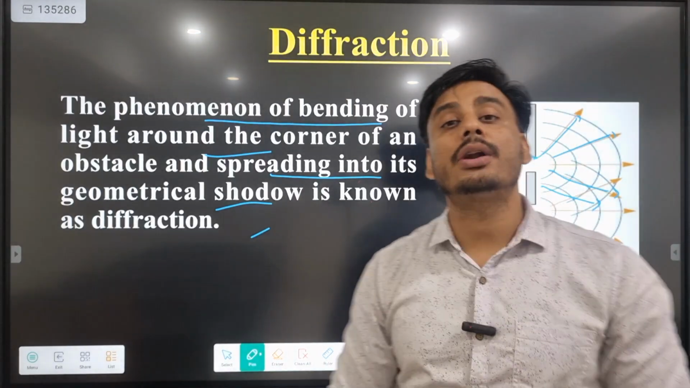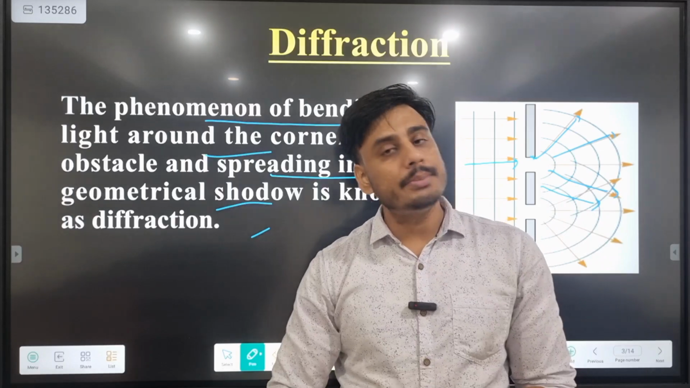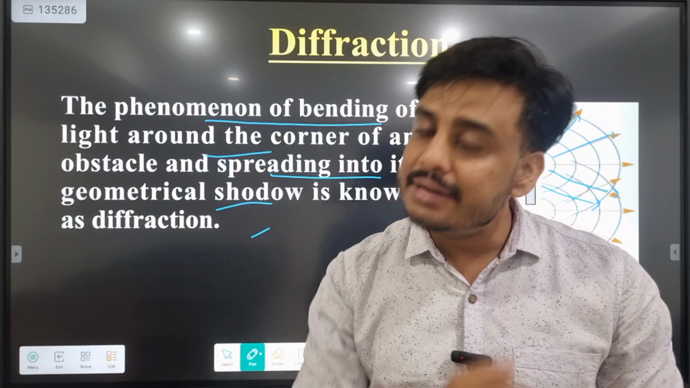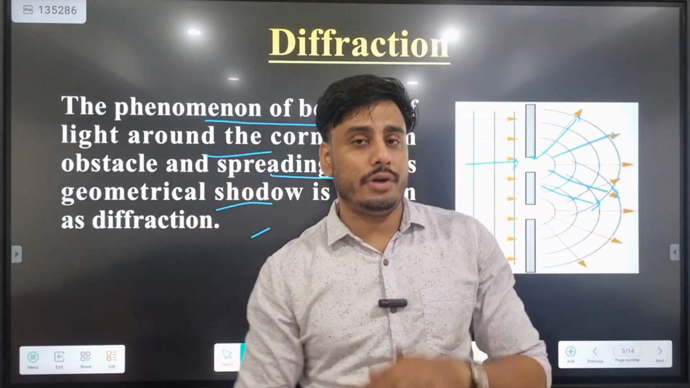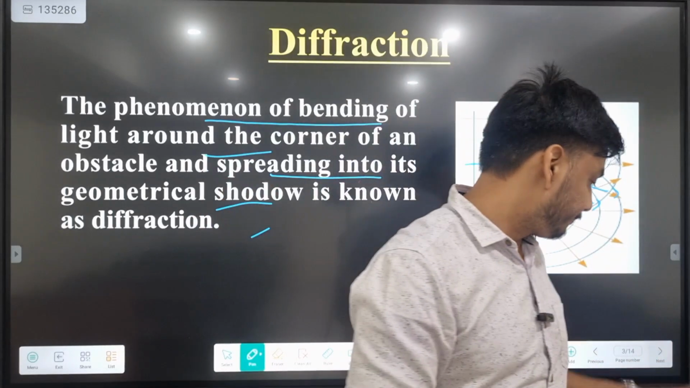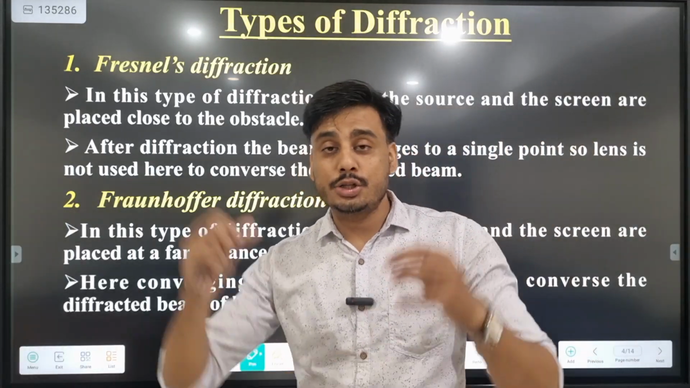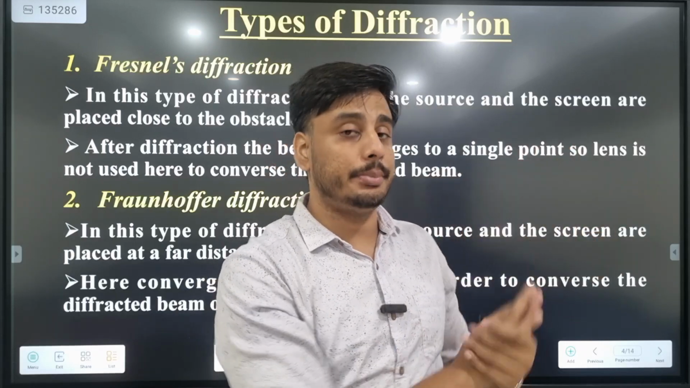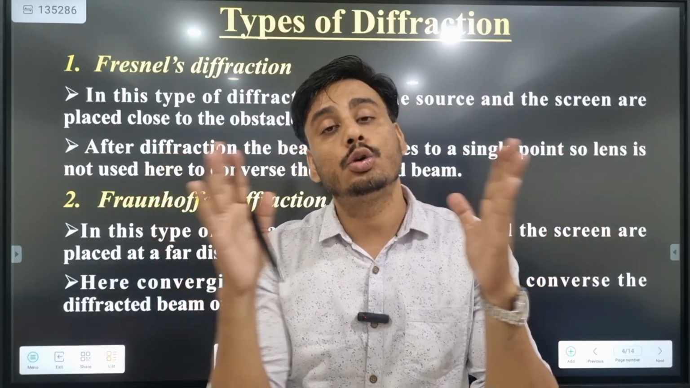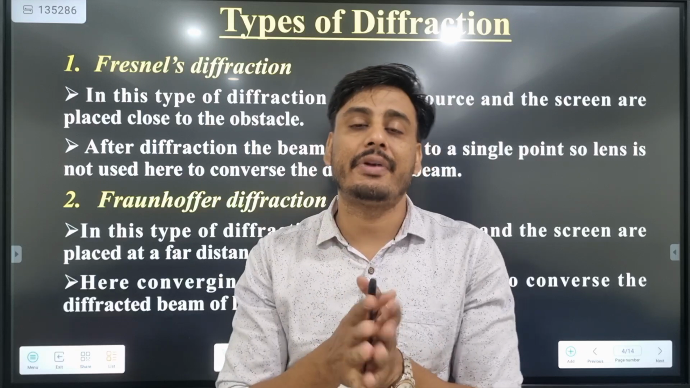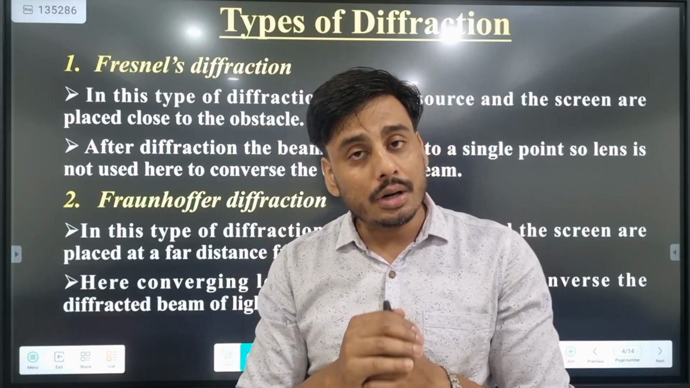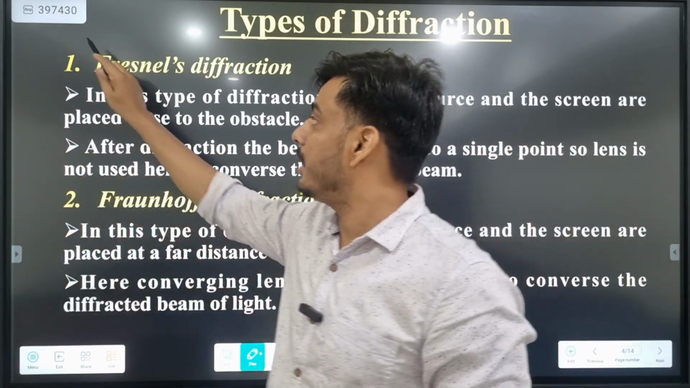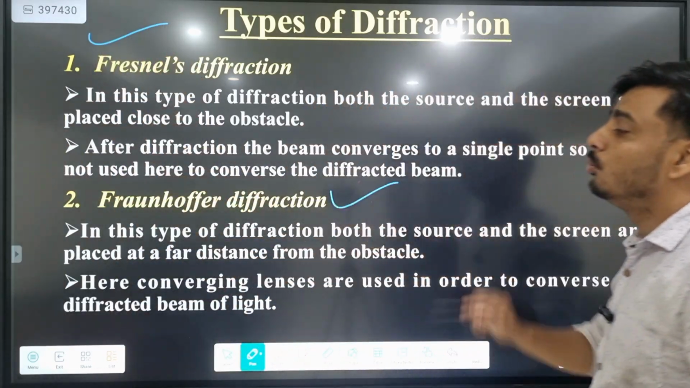Now we are going to discuss the different types of diffraction. Always remember, diffraction is of two different types: one is Fresnel diffraction, another one is Fraunhofer diffraction. Then what is the difference between them? In Fresnel diffraction, the source from which light is coming and the screen on which we are observing the diffraction pattern are both present close to the obstacle. In Fraunhofer, the complete opposite, the source and screen are present far away. So two different types of diffraction, one is Fresnel, one is Fraunhofer.